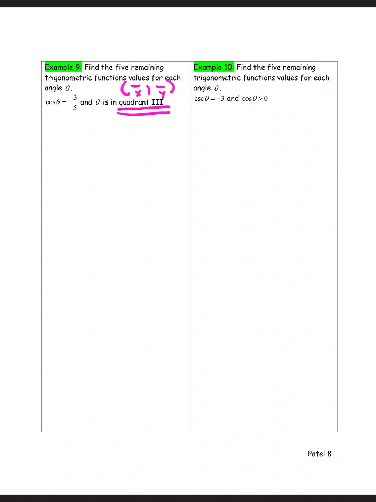So here we're given that cosine of theta is negative 3 over 5. That ratio is x over r. Remember, r is always positive. That makes x to be the negative 3, which we want. We don't know what y is, but we know it's negative because we're in quadrant 3. And r is 5.